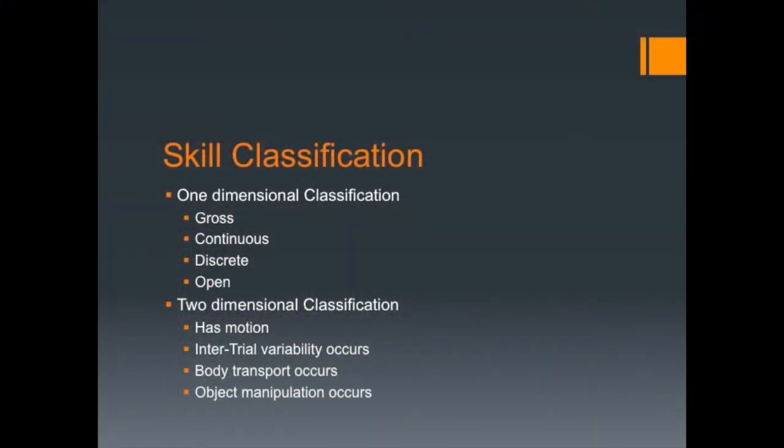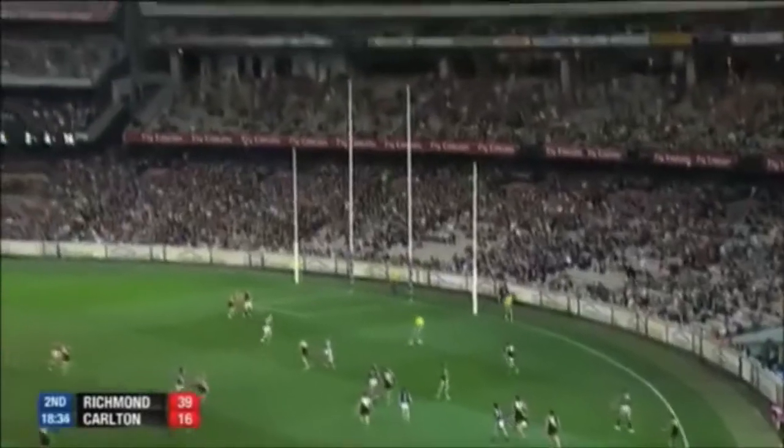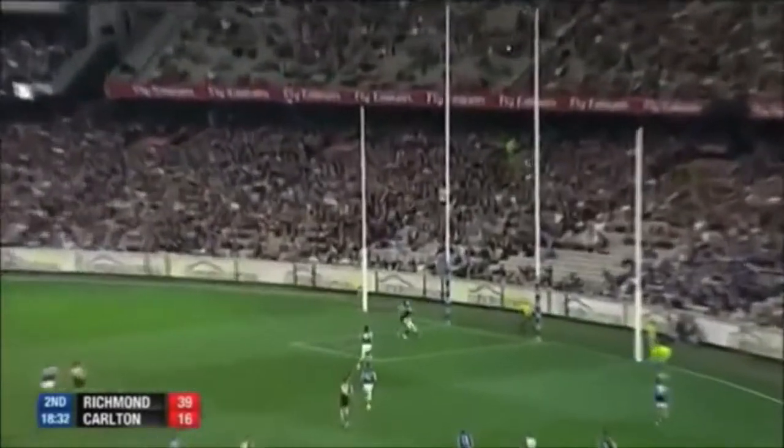The drop punt can be classified one-dimensionally as a gross, discrete open skill. The reasoning behind this classification is due to the fact that the drop punt uses multiple large muscle groups to execute the movement, has a distinct start and end to the skill, and occurs in a constantly changing environment, and as a result, the skill must be varied to fit into the environment.